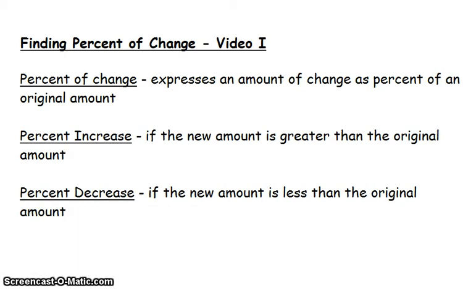So like sales tax, you have to pay more for an item once you get to the register, and when things are on sale, you get a discount. You will pay less than what the sticker price says. So those are actually the two other definitions there. Percent increase, which is when the new amount is greater than the original amount, and percent decrease when the new amount is actually less than the original amount. So three very simple definitions there.